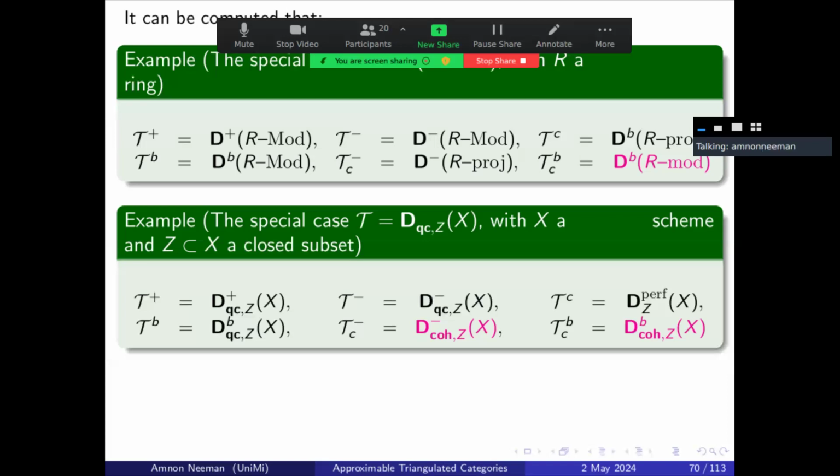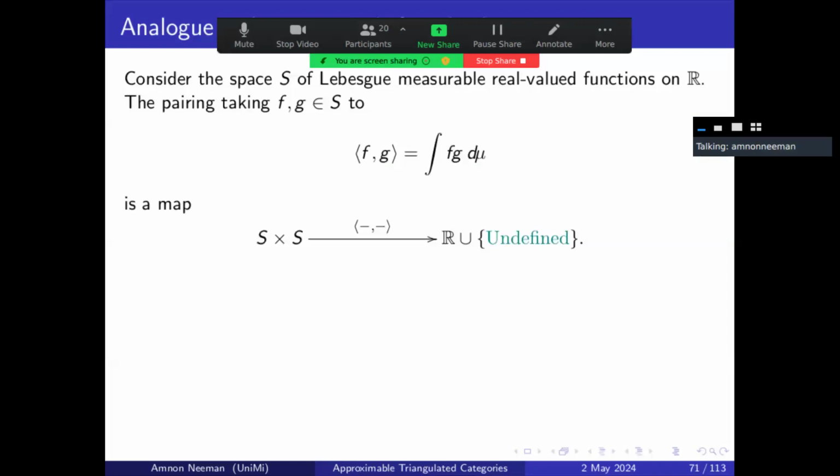But we are still waiting for a theorem, a real theorem that will convince us that something genuine and interesting is happening. And for the next theorem, it helps to remember functional analysis. So take the space S of all the measurable real-valued functions on the real line. Then you can consider the bilinear form taking a pair of functions to the integral of the product.